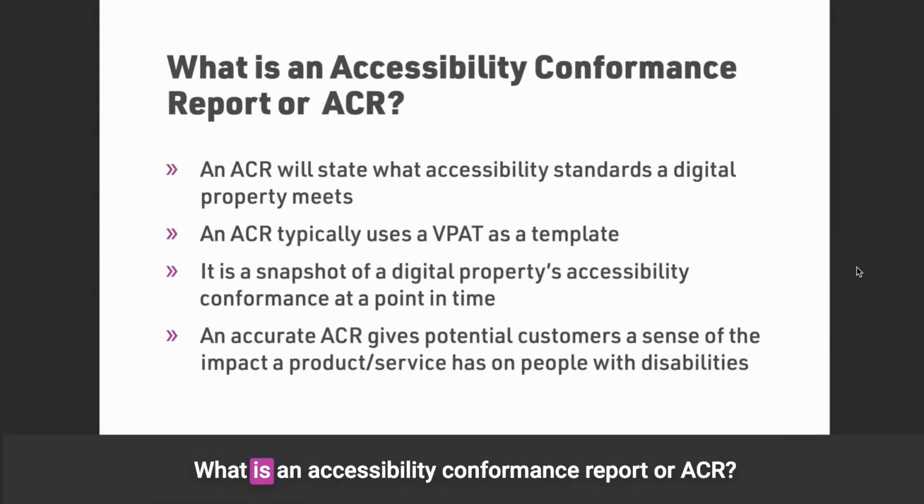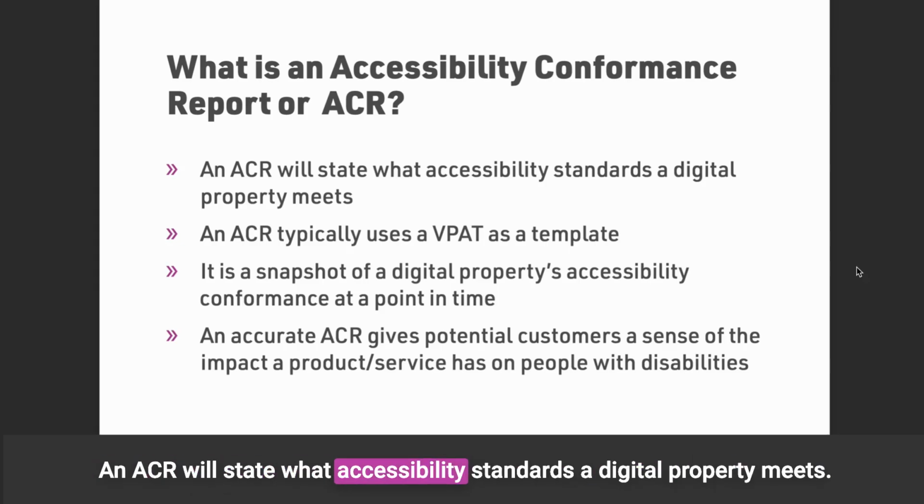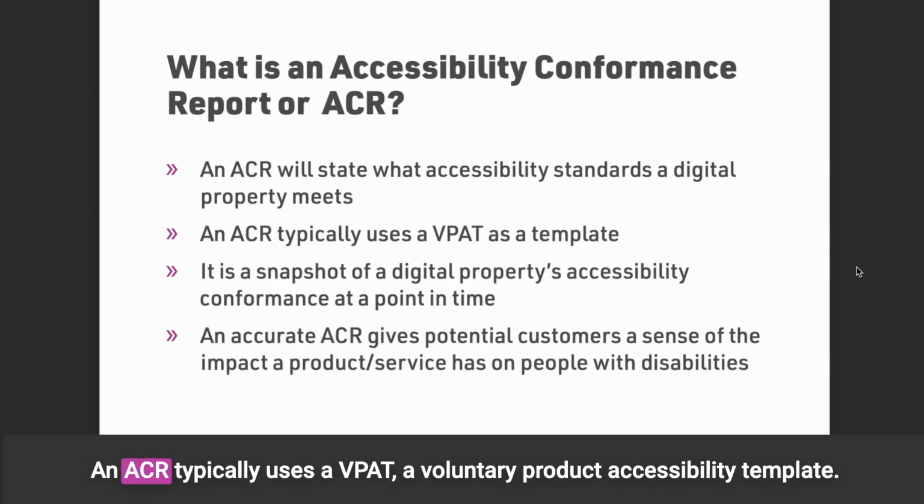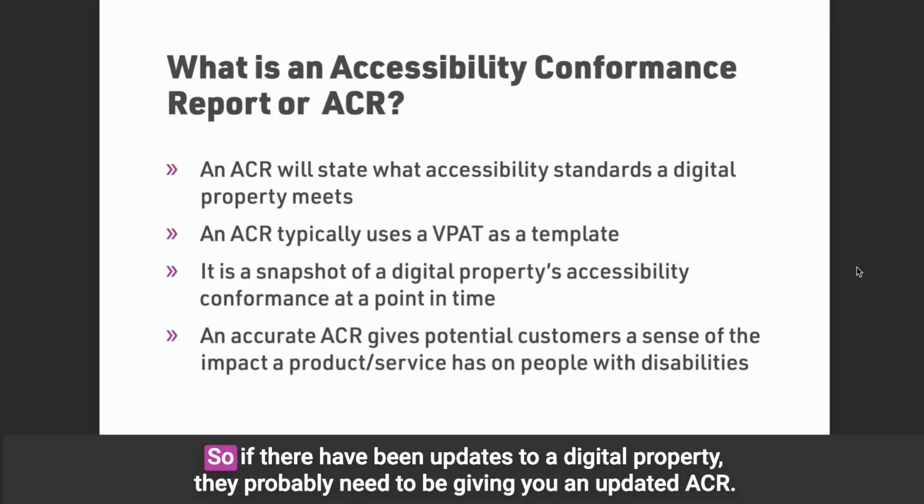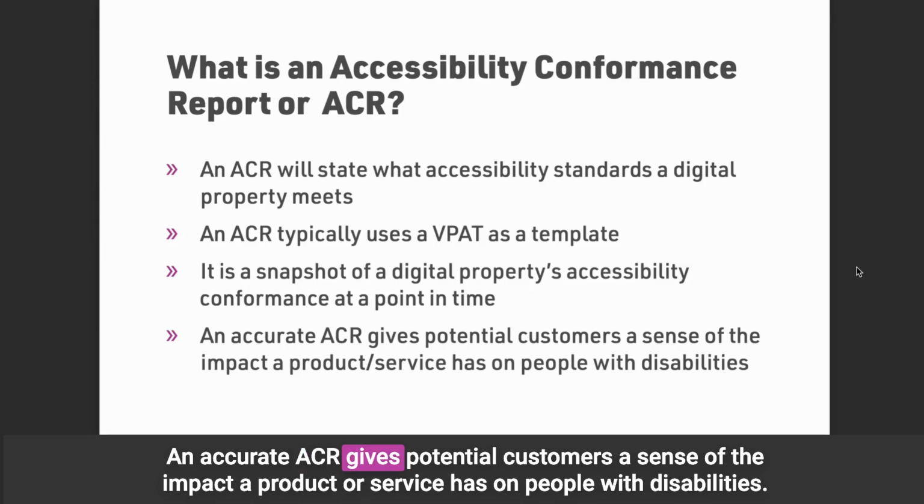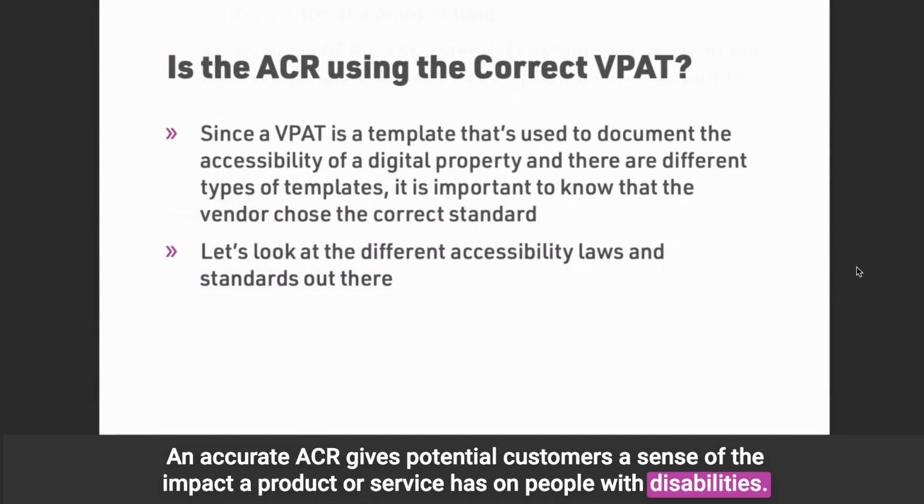So let's recap. What is an accessibility conformance report, or ACR? An ACR will state what accessibility standards a digital property meets. An ACR typically uses a VPAT, a voluntary product accessibility template, as its basis. It is a snapshot of a digital property's accessibility conformance at a point in time. So if there have been updates to a digital property, they probably need to be giving you an updated ACR. An accurate ACR gives potential customers a sense of the impact a product or service has on people with disabilities.